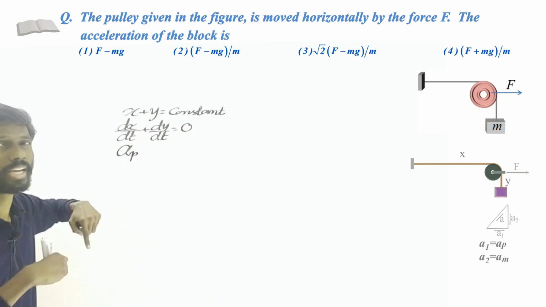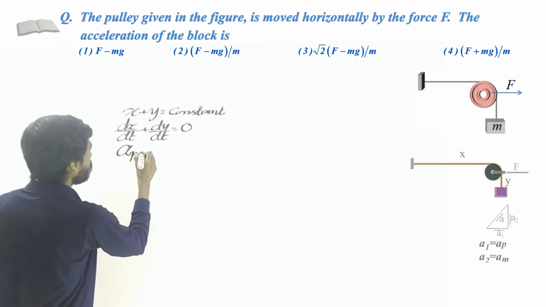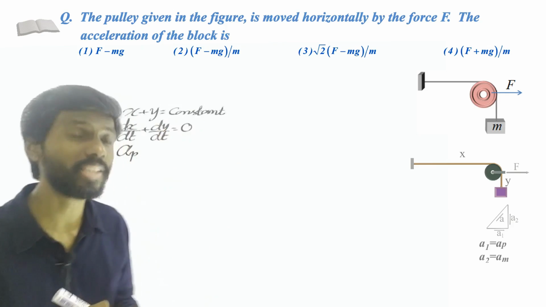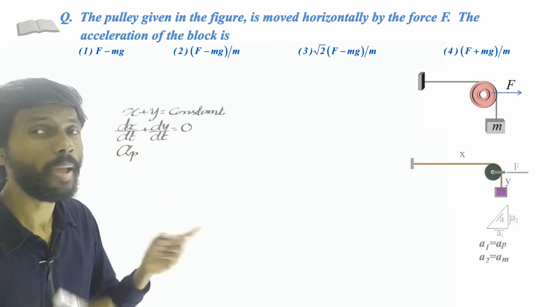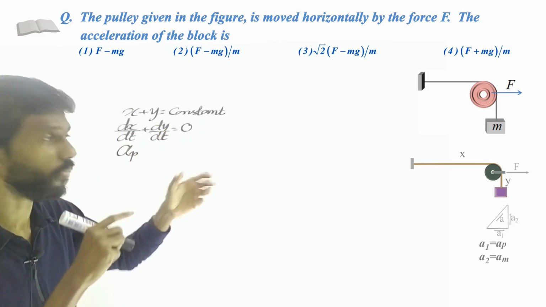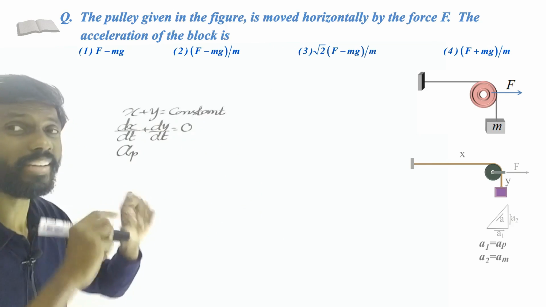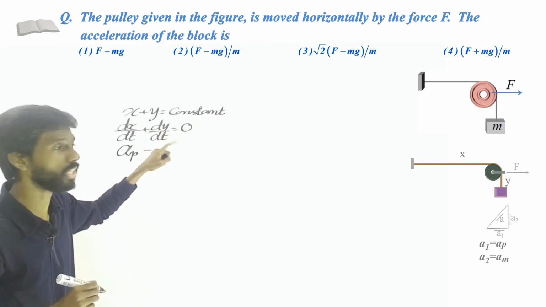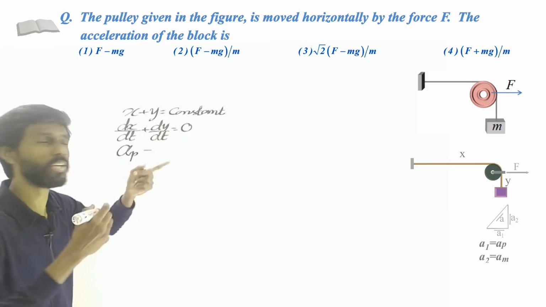Now we can differentiate again to get the acceleration. So the acceleration of the pulley. Then dy by dt. What is dy by dt? That is the velocity of the block in the vertical direction, but negative, because when the block moves in the upward direction, y decreases. That means it is the negative of the velocity of the block. Differentiate again, you will get the acceleration.